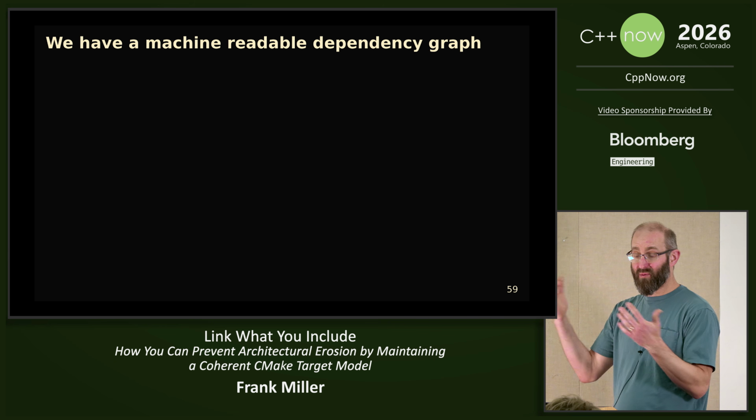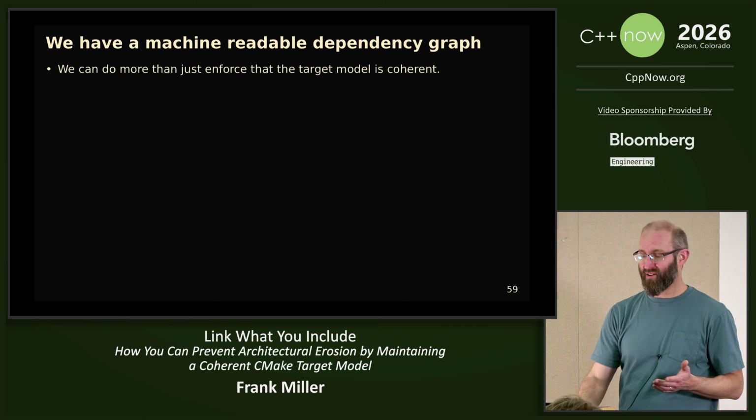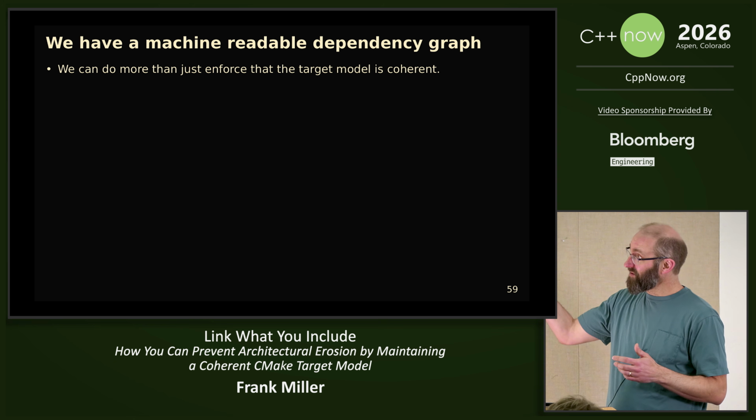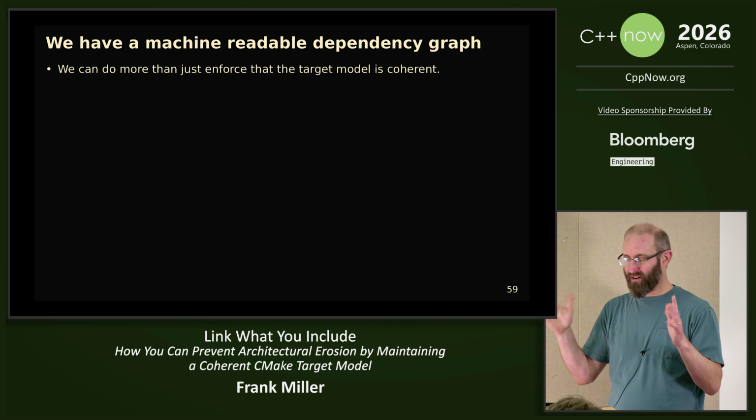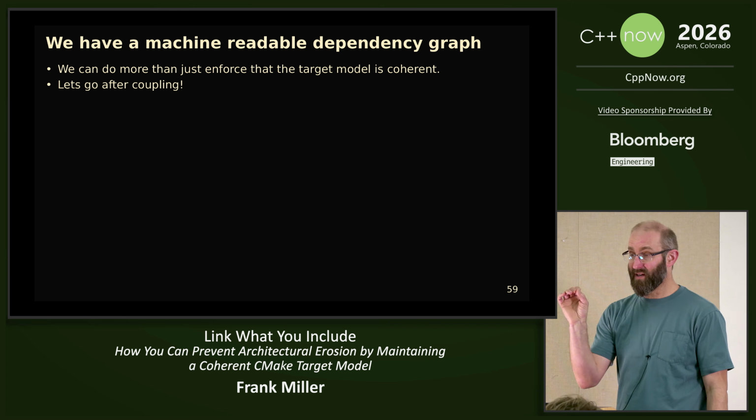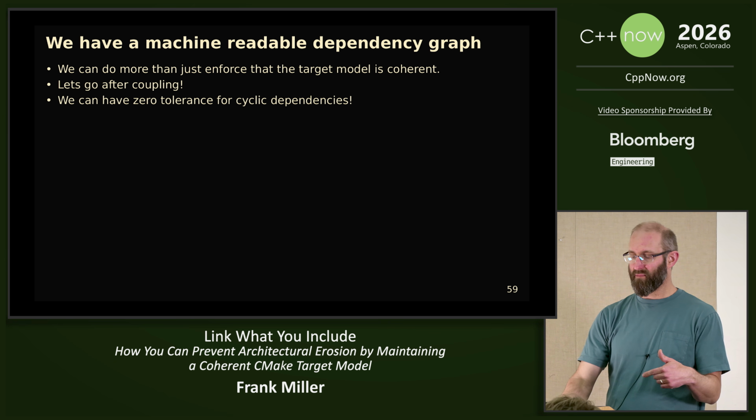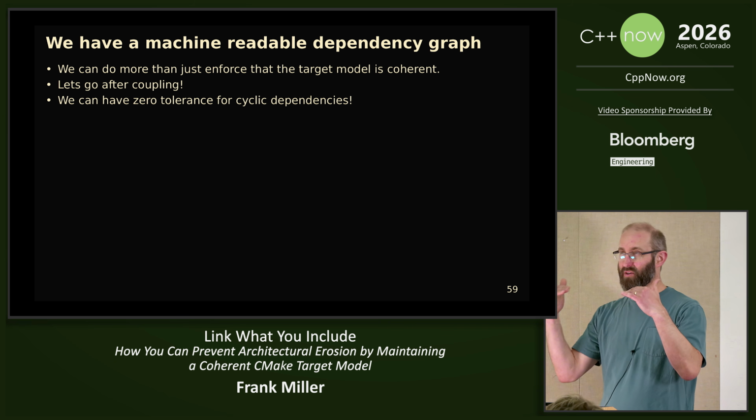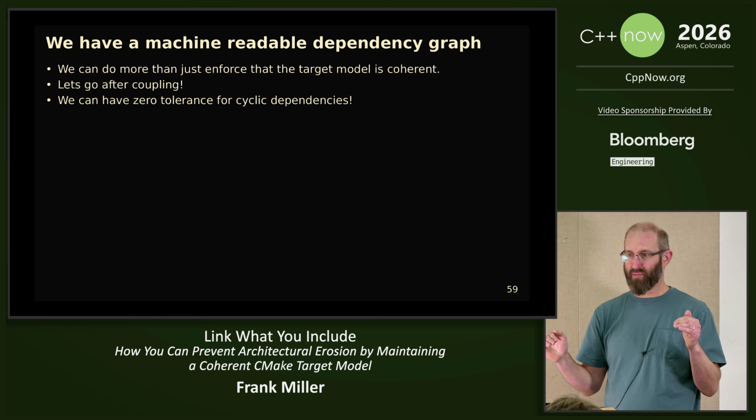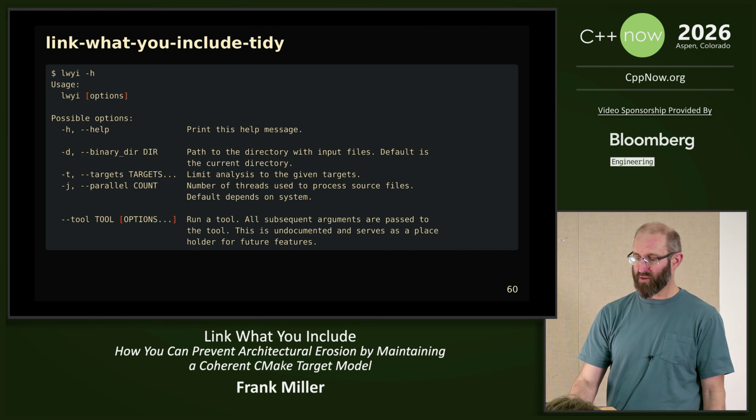And that's because we have a machine readable dependency graph. We can do better. We don't have to just enforce that the target model is coherent. The dependency graph is in CMake or in C++ code, and I'm a C++ programmer, right? Let's go after this coupling problem. And to that end, I've added this feature to have zero tolerance for cyclic dependencies, right? We can remove them, we can just make them impossible. And let me show you what I did.